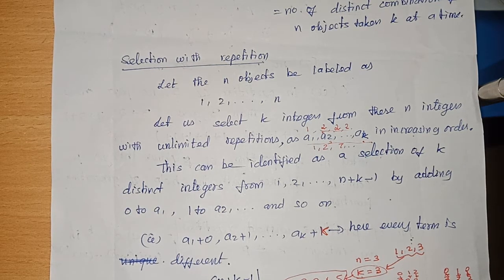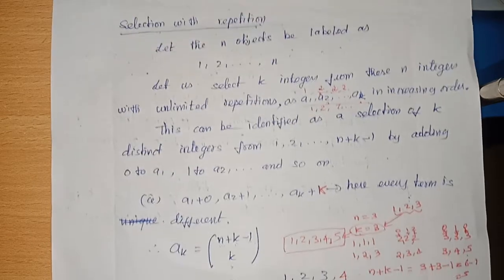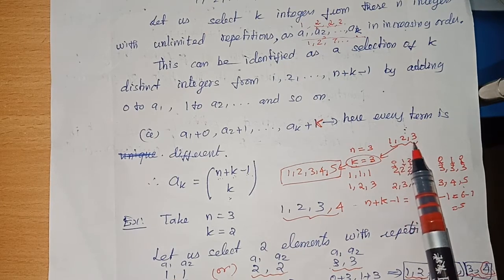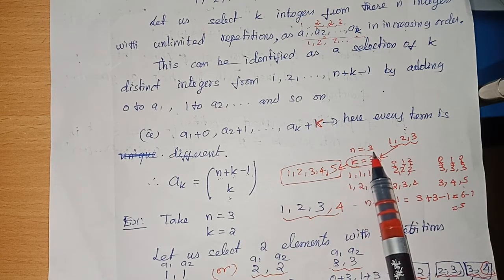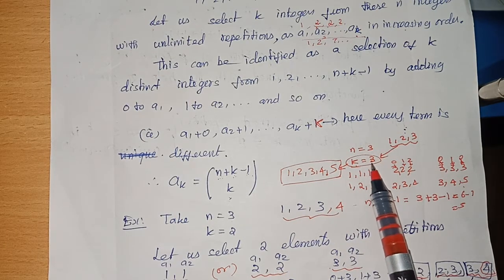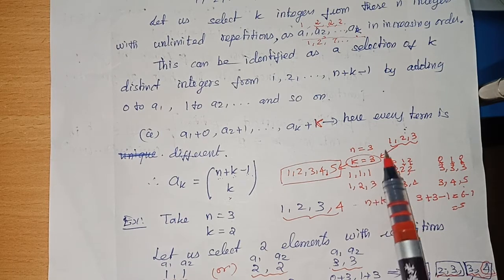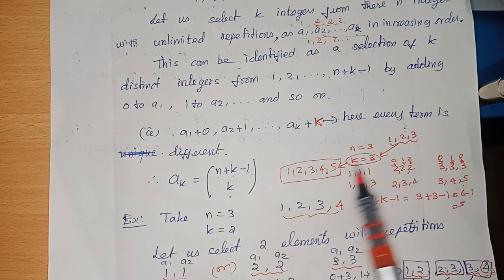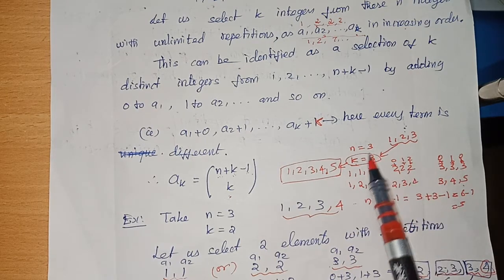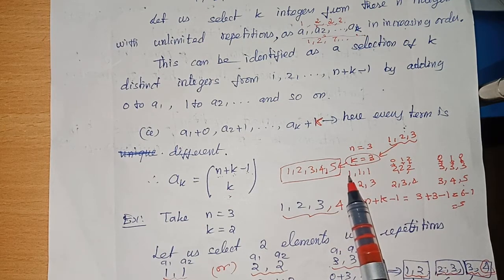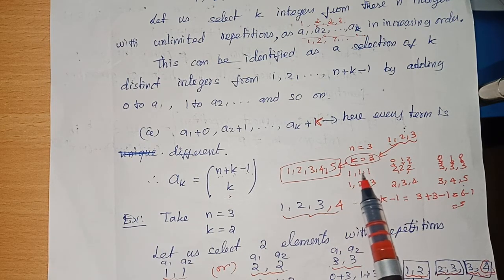Now what happens? Let me see with an example. Let me have 3 objects, 1, 2, 3. So n is 3, the number of objects is 3. Now repetitions are allowed. You have to select 3 objects out of n objects with repetitions. I am going to select 3 objects out of 3 objects with repetitions. This may be 1, 2, 2 or 1, 1, 2.